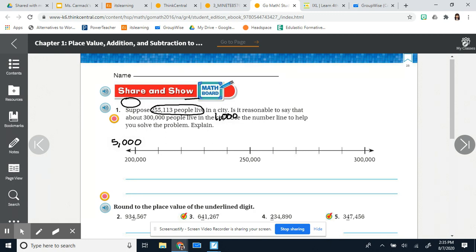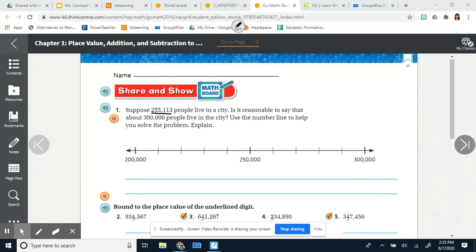So we're going to be on page 25, share and show. Okay, so suppose 255,113 people live in a city. So we're going to underline that.